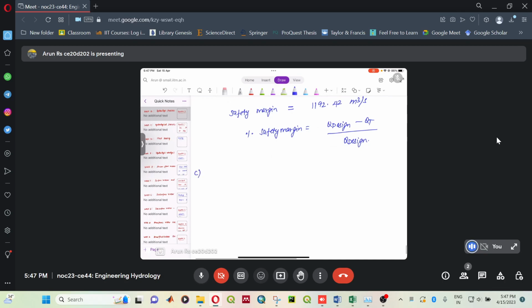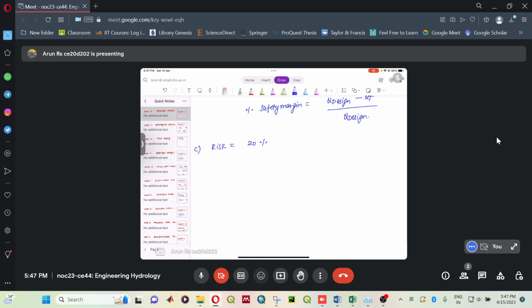And part C of the question: if the risk is limited to be 20%, then what should be the return period? So if the risk is 20%, then we can find out the return period. From this, if we estimate, the value of the return period will be 179.75 years.